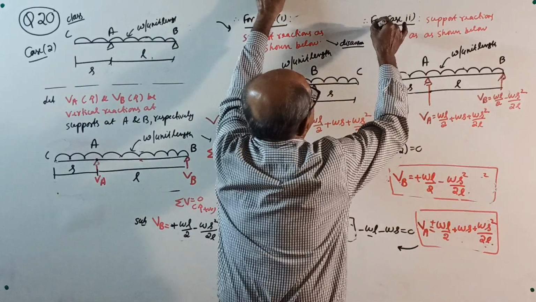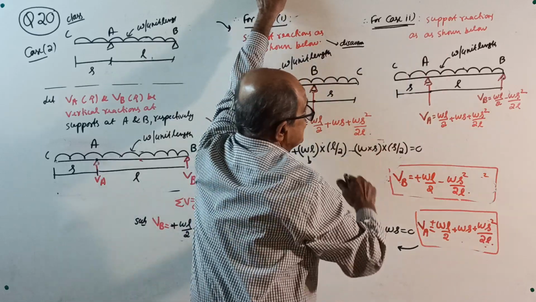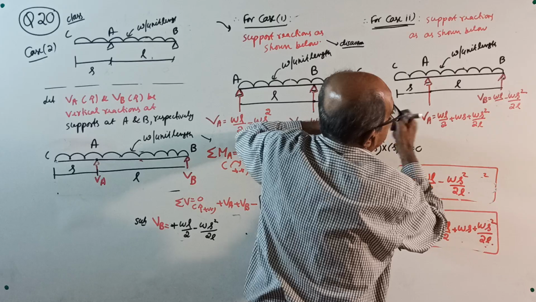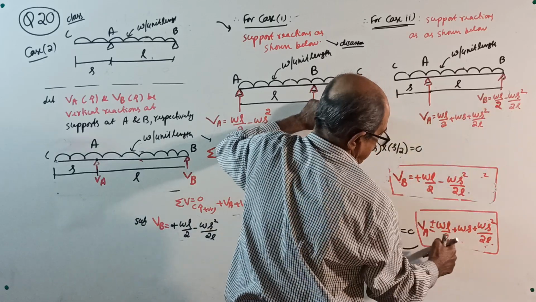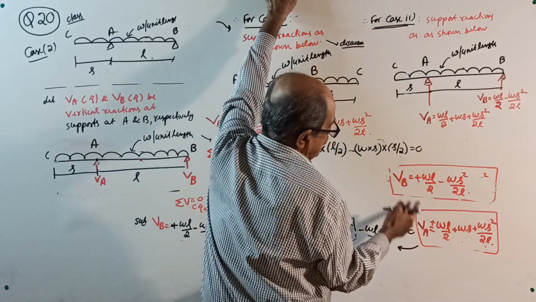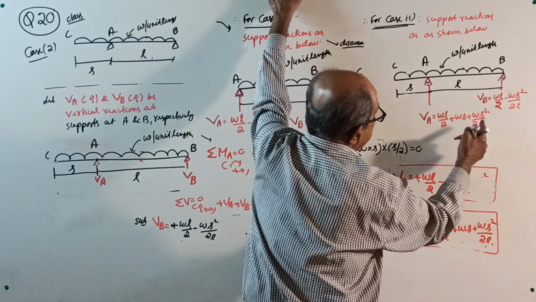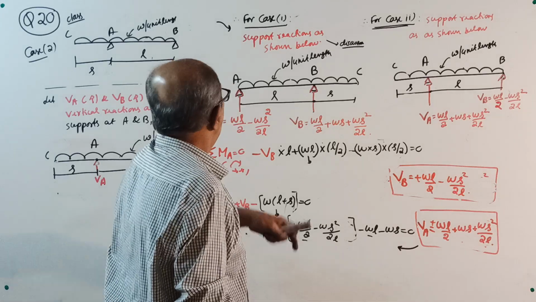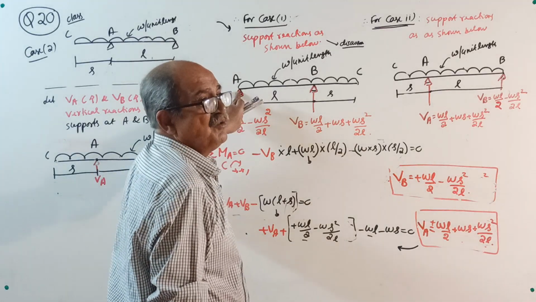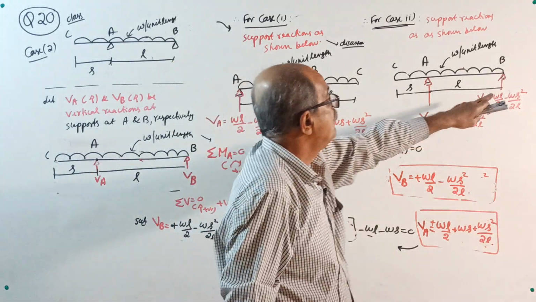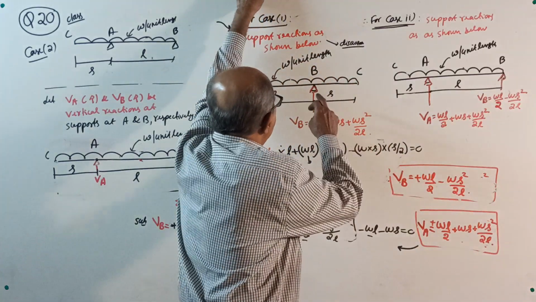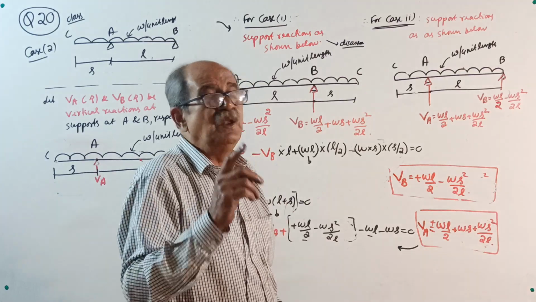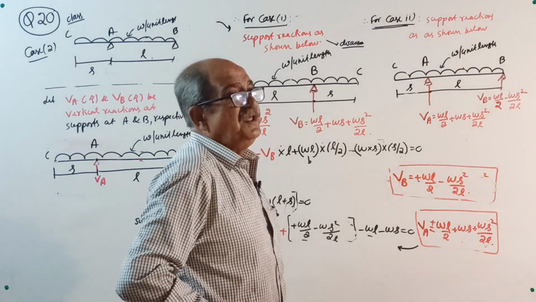Therefore, for case 2, the reactions are: VB you got WL by 2 minus WS square by 2L. VA you got WL by 2 plus WS square by 2L. Or, see here, make a note. What reaction you got for A last time, you got it for B now. What you got for B last time, you got for A. Make a note.